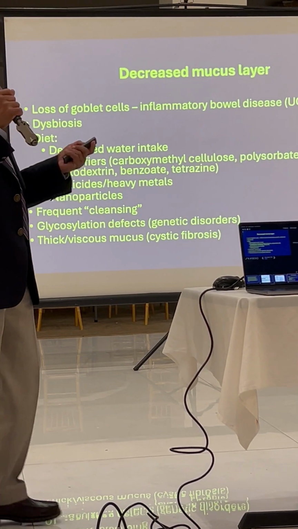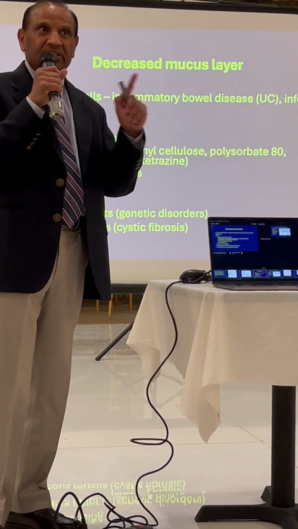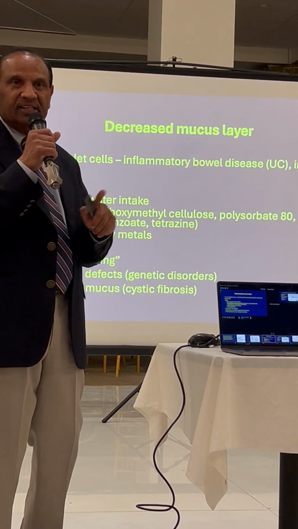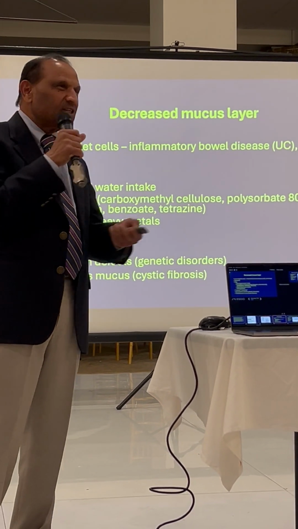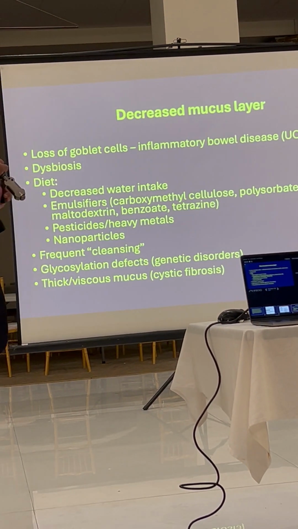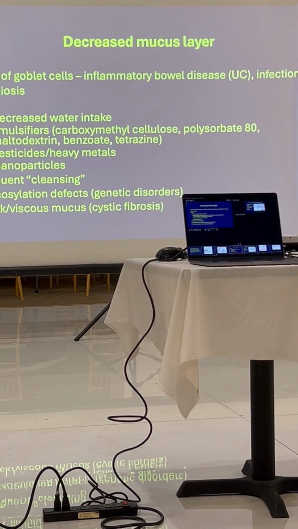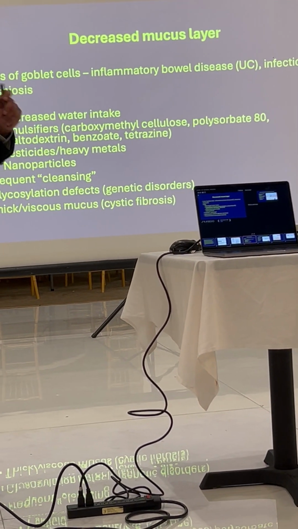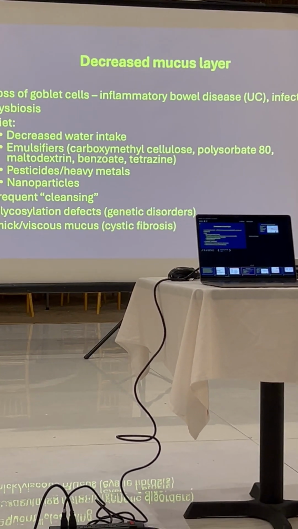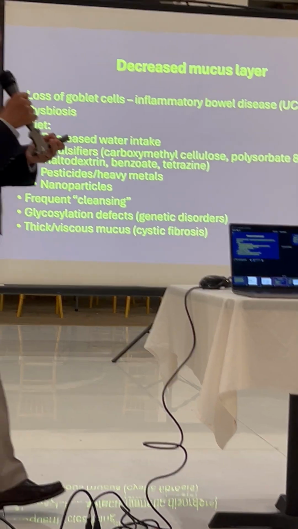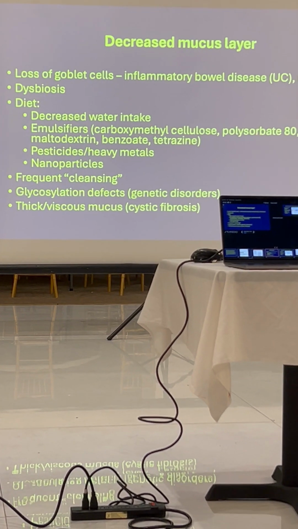Certain things in the diet. The first thing is decreased water intake, and we say make sure that there is no dehydration of the mucus, because once it gets thicker, then it will not flow easily, and that will cause the problem. Most important is emulsifiers. We say processed food, don't eat processed food. Why? Because there are a lot of things, but one is cellulose, polysorbate, maltodextrin, benzoate. You will see this in processed foods. What it does is it decreases the mucus and causes mucus to be degraded. Pesticides, heavy metals, nanoparticles. Now you talk about all these plastics that have been in some spray aerosols, and that can also cause a problem with the mucus.